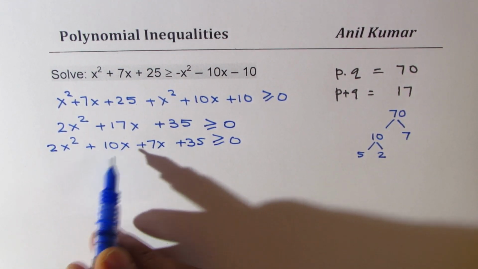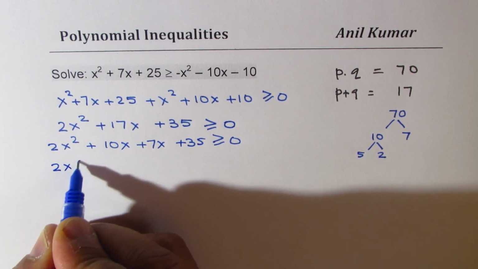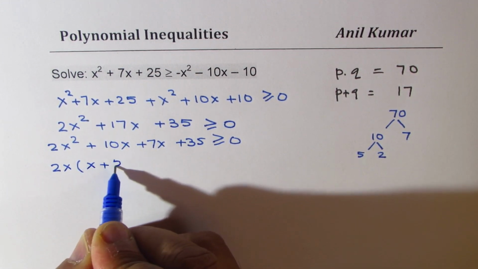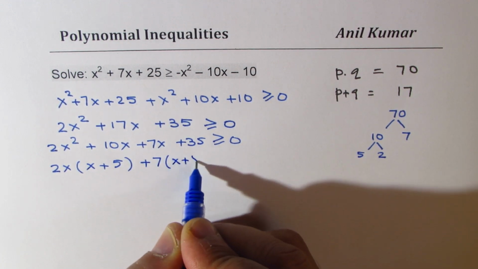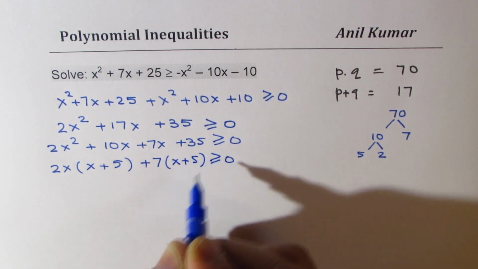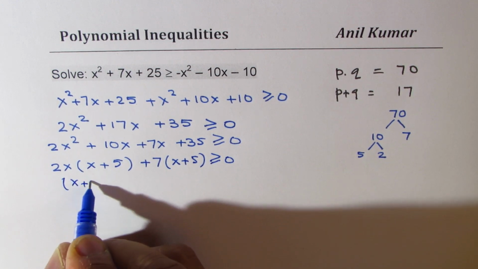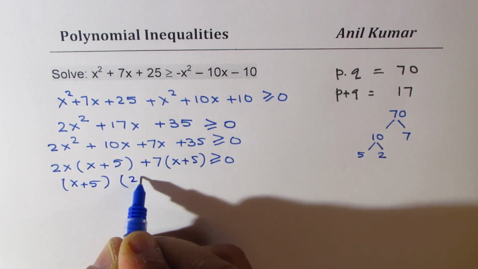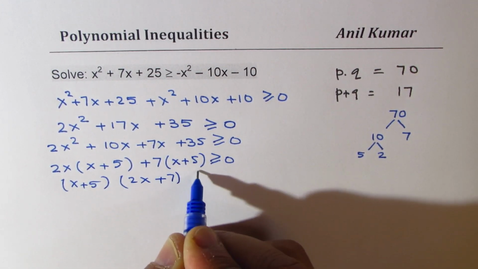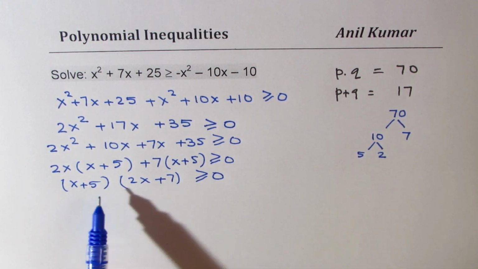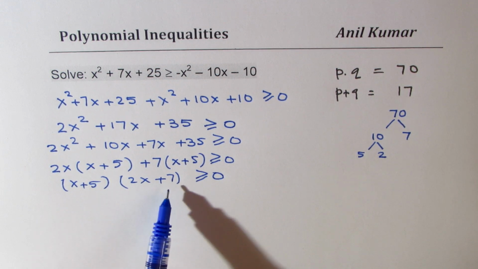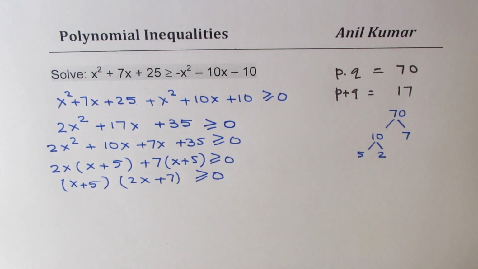Now factor 2x from the first two terms. You get x plus 5. And here you could factor 7, so you get x plus 5. Now x plus 5 is a common factor, and the other one is 2x plus 7 greater than or equal to 0. Now at this stage you can make a table of values and then solve the inequality. That's one way of doing it.